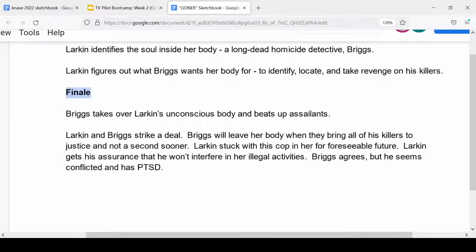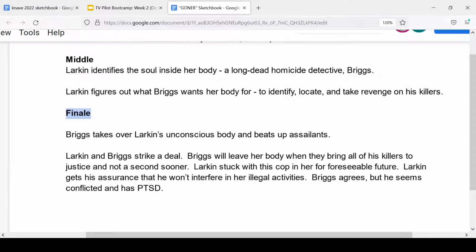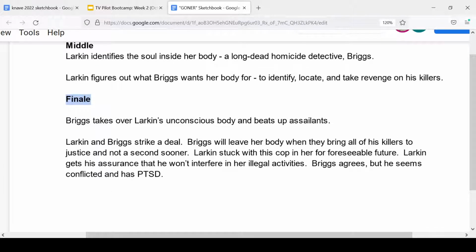Finale, or let's call this Act 3, because finale is a moment in Act 3. The whole thing is not finale necessarily. Okay. So Briggs takes over her body and beats up the assailants. Oh, that could be a great scene.